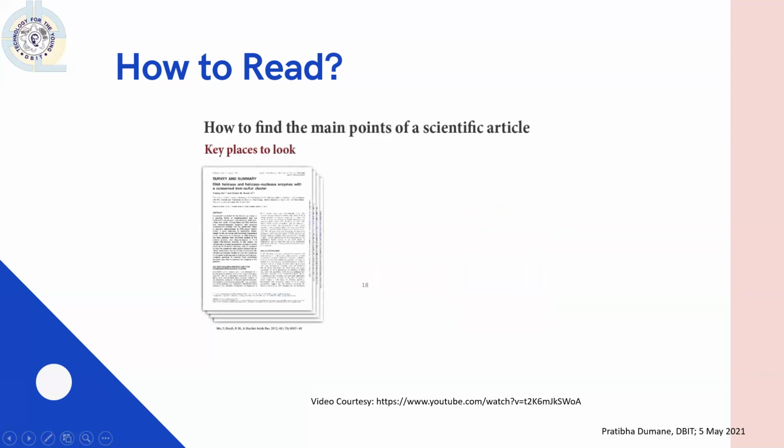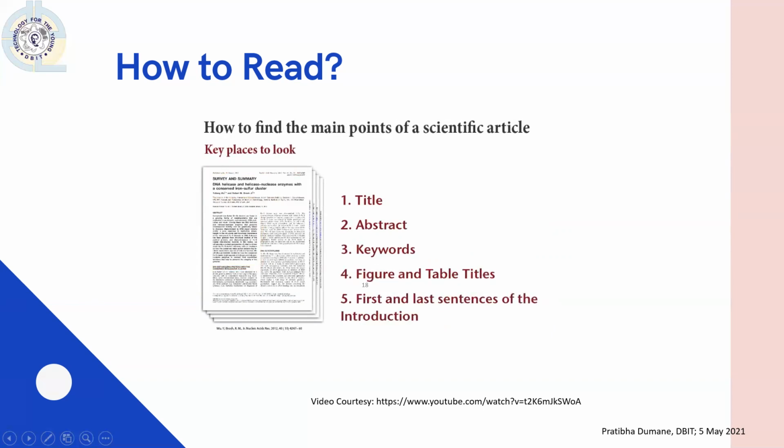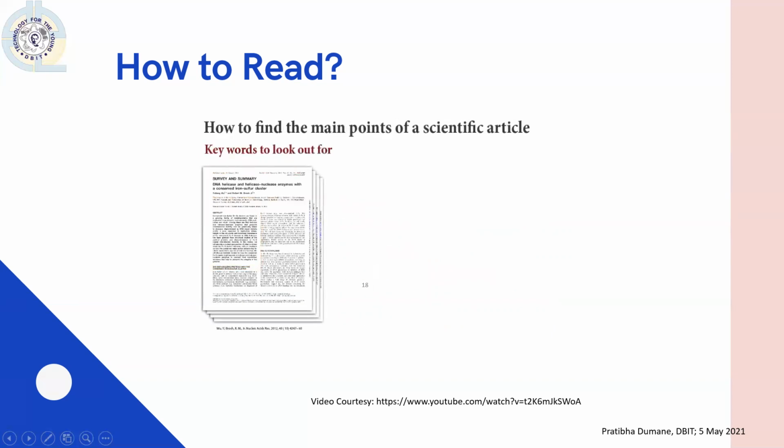While you are reading through the article, also distinguish the author's main points. It can be difficult to distinguish between the main point and less relevant subpoints. Key places to look for main points include the article's title, the abstract, keywords, the figure and table titles, and the first sentence or last couple of sentences in the introduction section. Within the article, some useful words to clue you in on the author's main points include: we hypothesize that, we propose, we introduce.